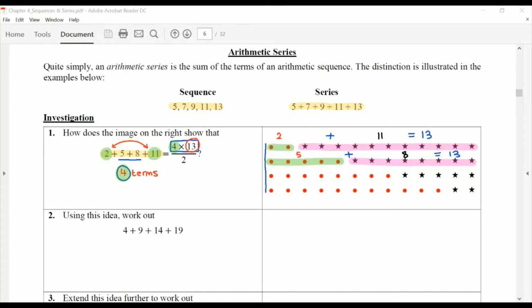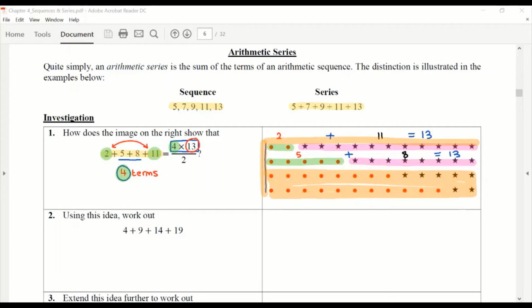And then why do we divide by 2? Well, if we actually carry out 4 multiplied by 13 on this diagram, you'll notice something quite interesting. Now, if we do 4 multiplied by 13 in that direction, that's not the answer we're looking for, is it? That would give us 52. But remember, we only want to add up 2, add 5, add 8, add 11.